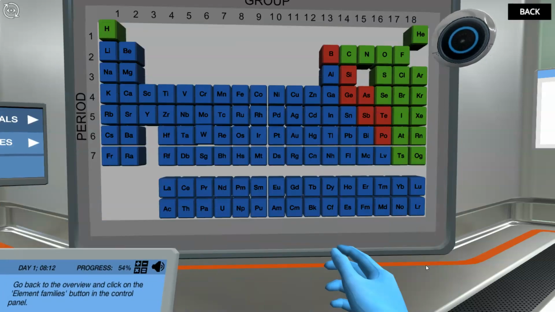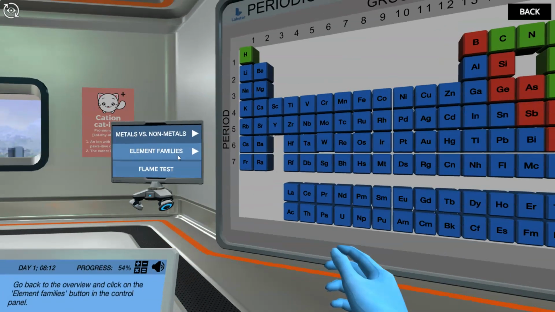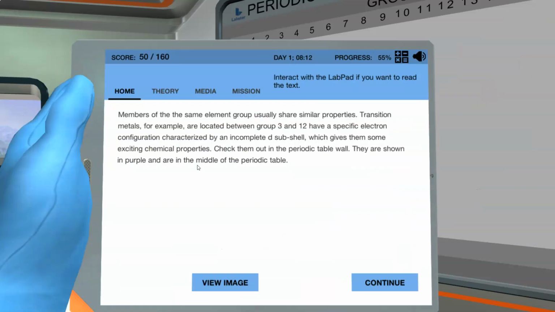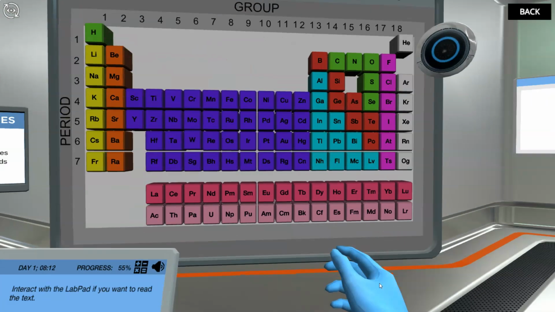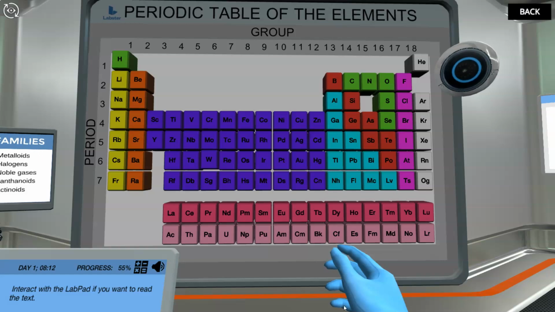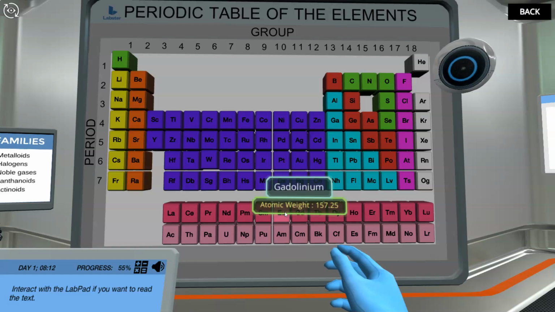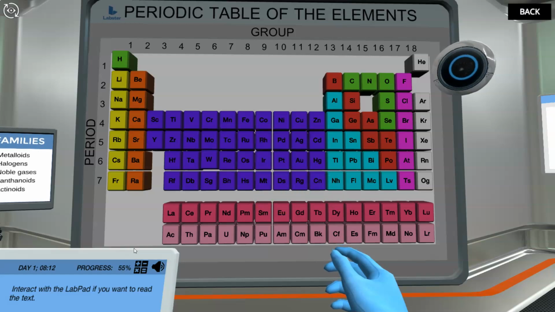Go back to the overview and click on the Element Families button in the control panel. Members of the same element group usually share similar properties. Transition metals, for example, are located between group 3 and 12, have a specific electron configuration characterized by an incomplete d subshell, which gives them some exciting chemical properties. Check them out in the periodic table wall. They are shown in purple and are in the middle of the periodic table.